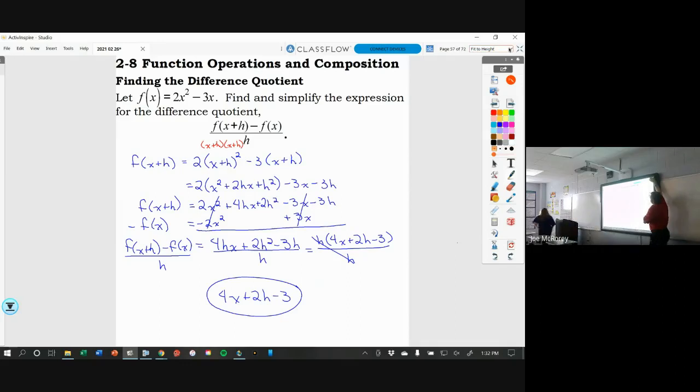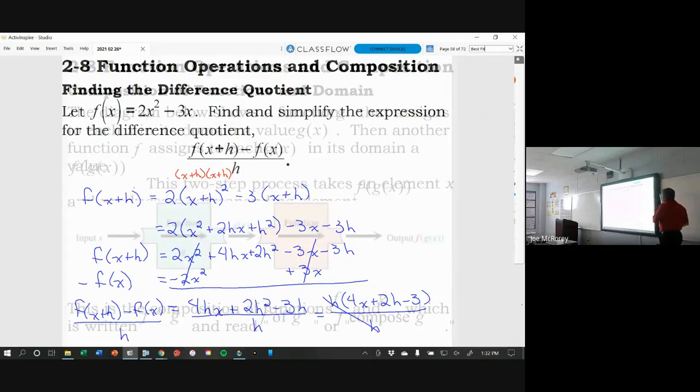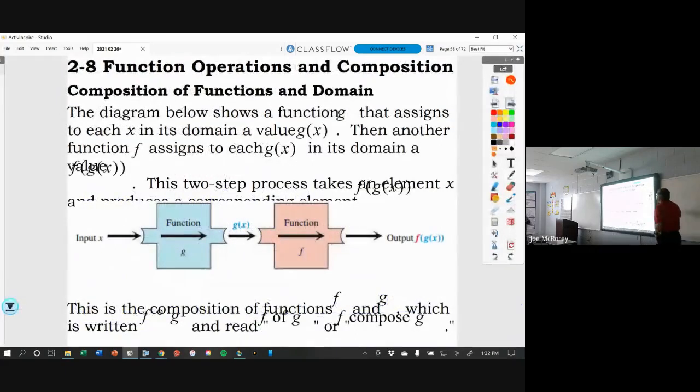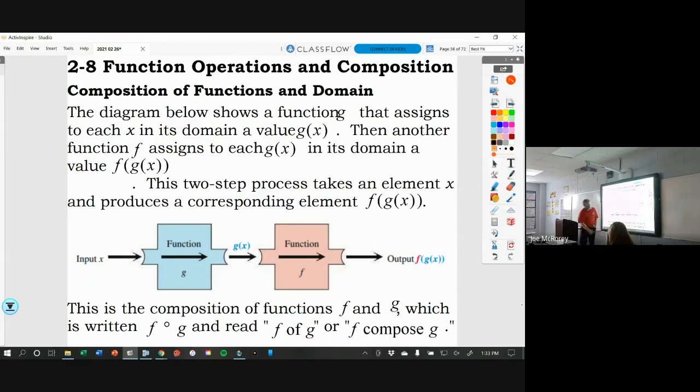All right, next slide. All right, this slide needs some work here. One second. FOG? Wait, see, that's what I was talking about.